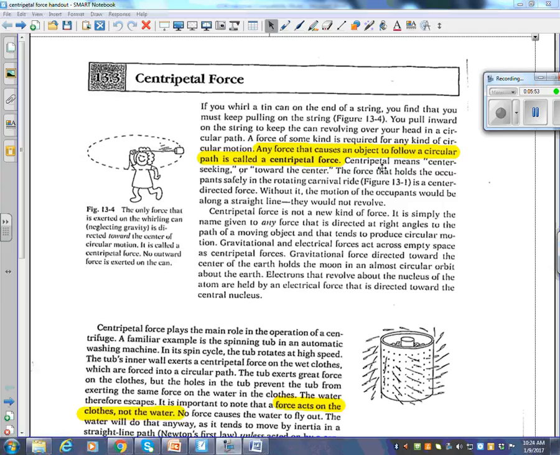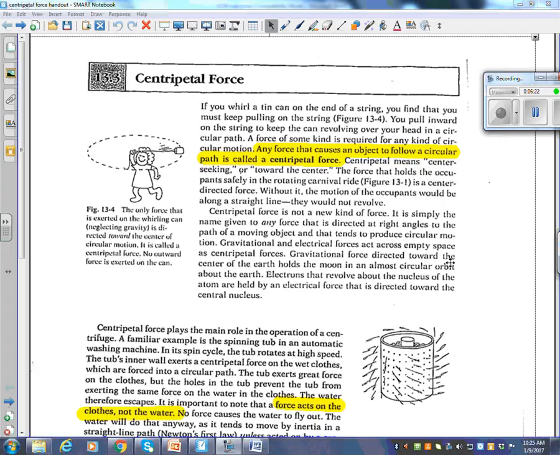Centripetal means center seeking or toward the center. Centripetal force is not a new kind of force. It is simply the name given to any force that is directed at right angles to the path of a moving object and that tends to produce circular motion. Gravitational and electrical forces act across empty space as centripetal force, right? Like what holds the moon in orbit? Gravity, right? It's towards the center of the Earth. Gravitational force directed toward the center of the Earth holds the moon in an almost circular orbit about the Earth.